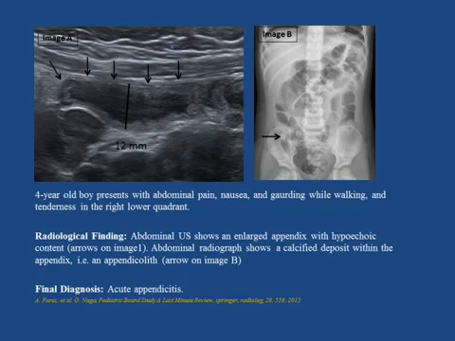Clinical case. This is a 4-year-old boy presents with abdominal pain, nausea, guarding while walking, and tenderness in the right lower quadrant. The ultrasonographic finding here is a distension of the appendix, as you see here. The distension or the appendix diameter or the thickness is more than 6 mm. Here is 12 mm. And also lack of compressibility. This is a classic case of acute appendicitis. Here in the x-ray you see the fecalith or the calcification in the appendix.